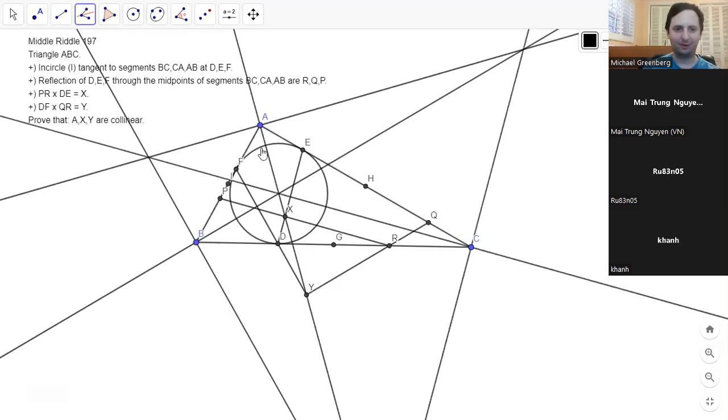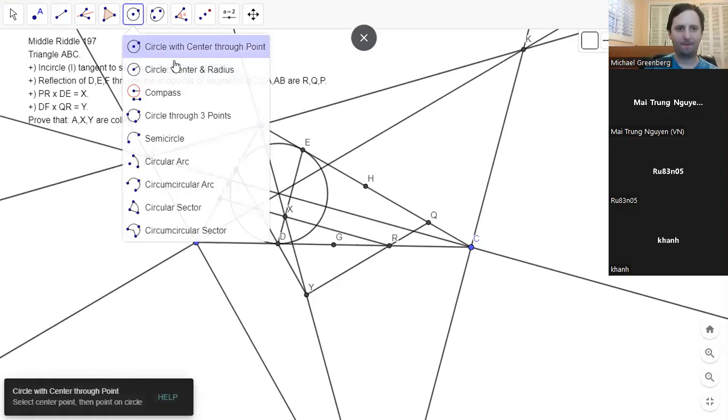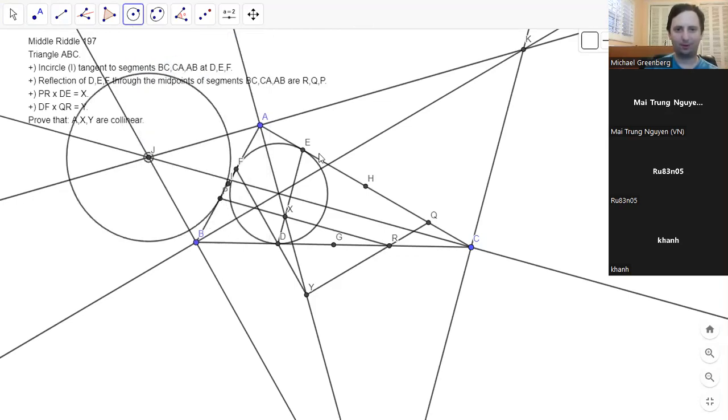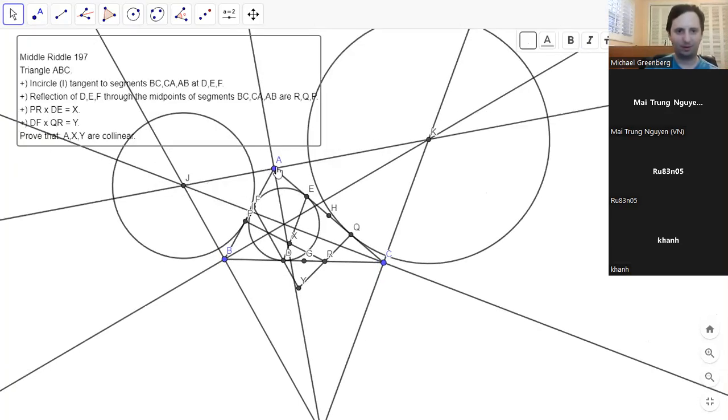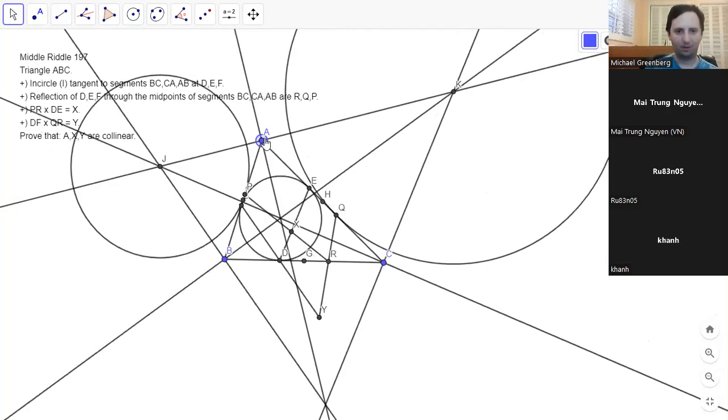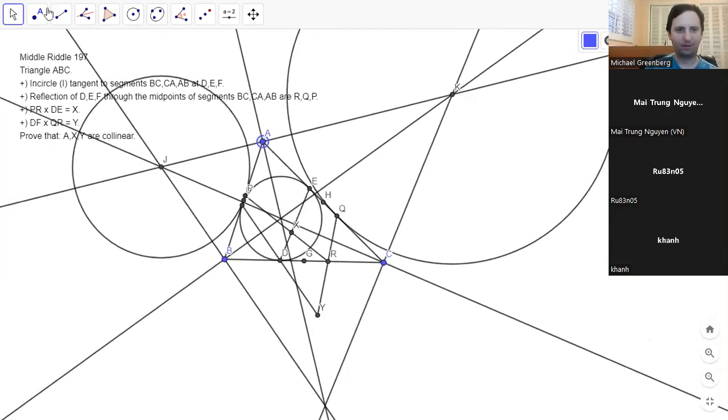These will be the X centers right there. The in center and the X centers. And then we could draw the circles. So here's one X circle, here's the other X circle. And then the last one. Shrink it a little bit. Like this. So those are the X circles.